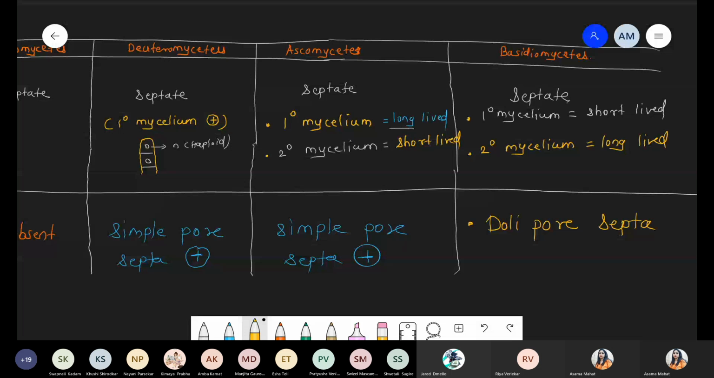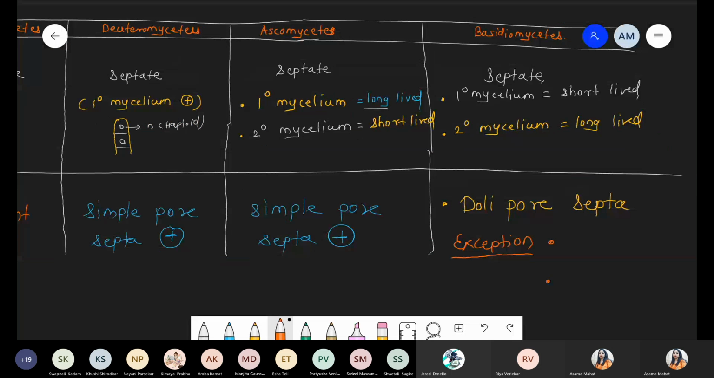And I hope you remember, we are taking some exception cases where the dolipore septa is absent, that is rust fungi, Puccinia, and smut fungi, Ustilago. These are parasitic fungi, they cause disease, particularly in plants, like the wheat plant, causing fungal infection. So you have to remember this example.